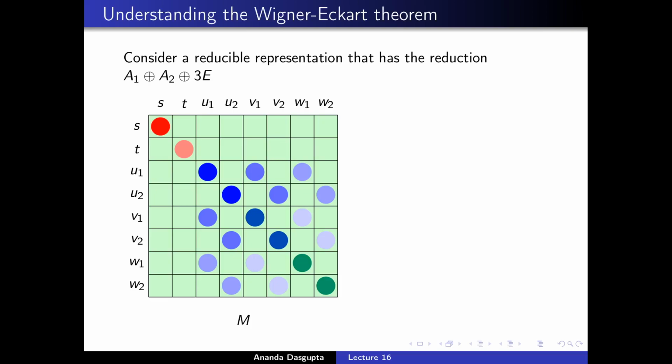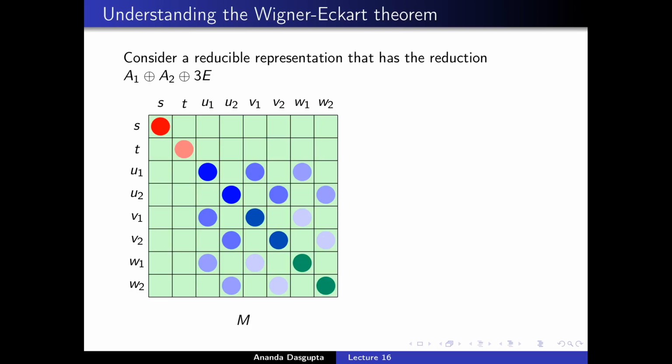U1, U2 are basis vectors which span the first invariant space which transforms according to the representation E. V1, V2 give you another invariant space which also carries the same representation E. So does W1, W2. So what we have done here is I have labeled the rows and columns of the matrix by the corresponding basis vectors.